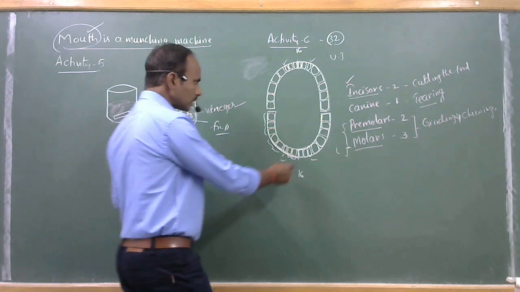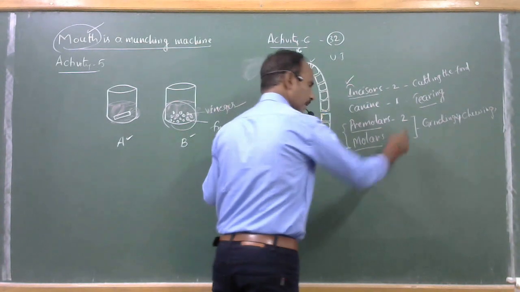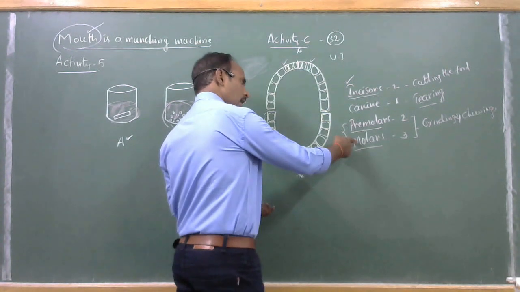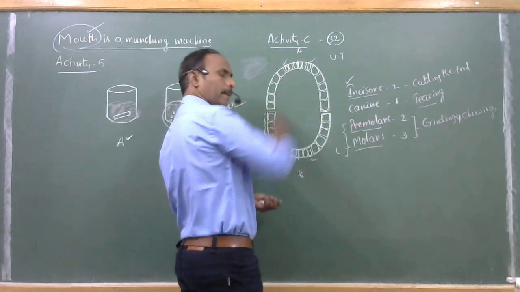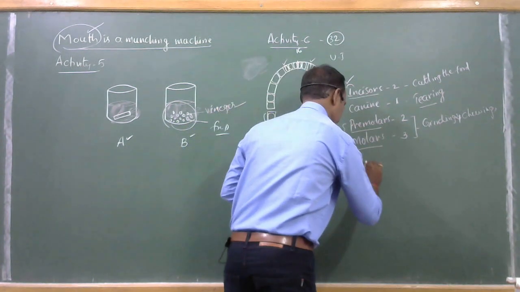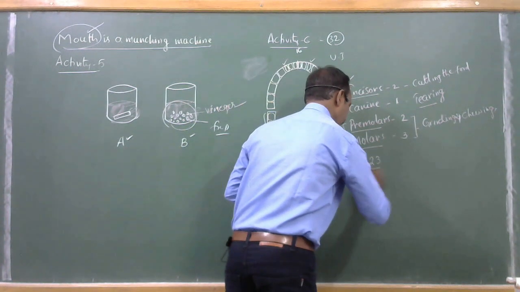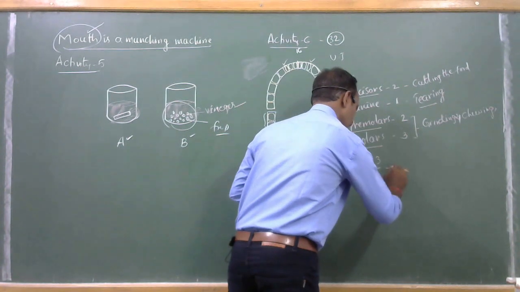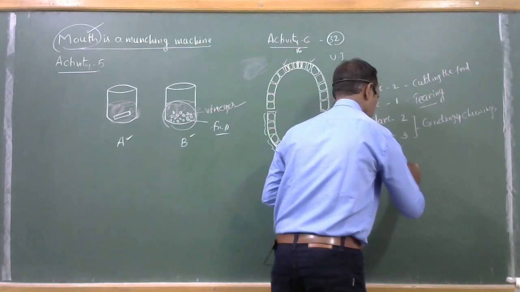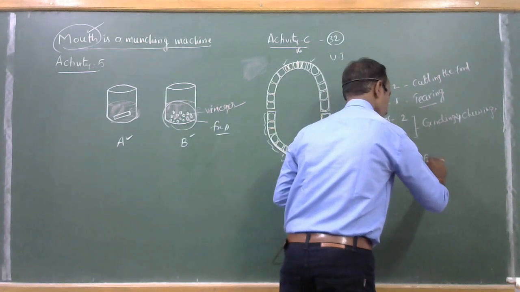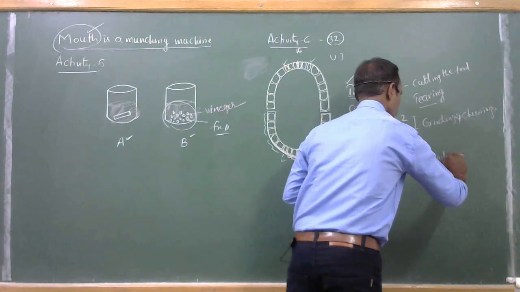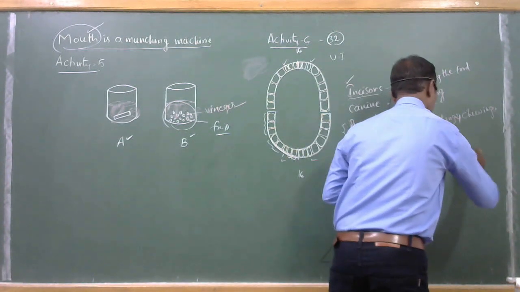See, here the 2, 1, 2, 3. And again, this same kind of arrangement is also present in the upper jaw. That's why we can write like this: 2, 1, 2, 3 by 2, 1, 2, 3. This is called the dental formula of the human being.